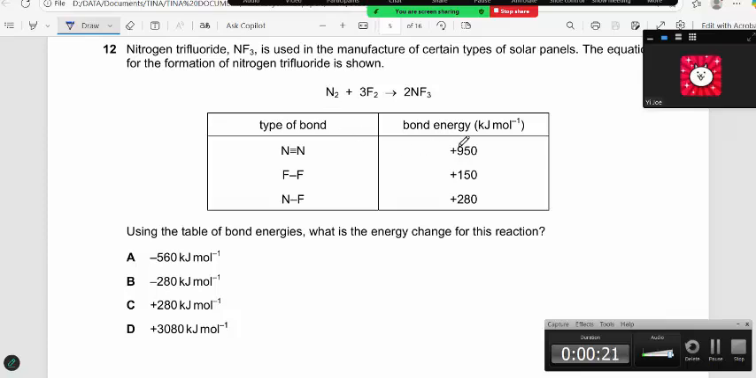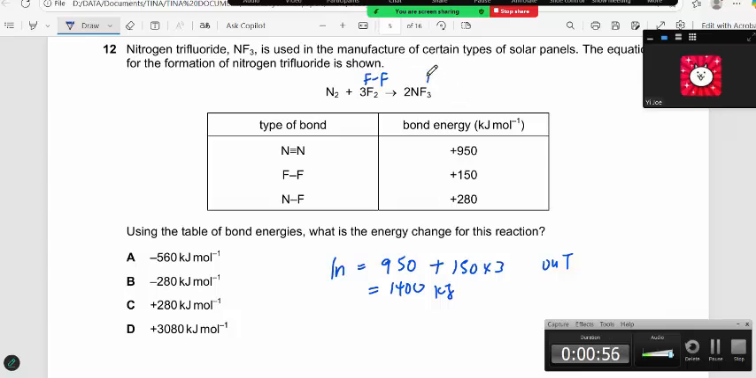So nitrogen is this. So the energy absorbed is 950 plus... this is fluorine. It's just F, but there's three of it. Okay? So 150 times 3. So that gives you 1400 kilojoules. Okay, that's the energy out. Did you get this?